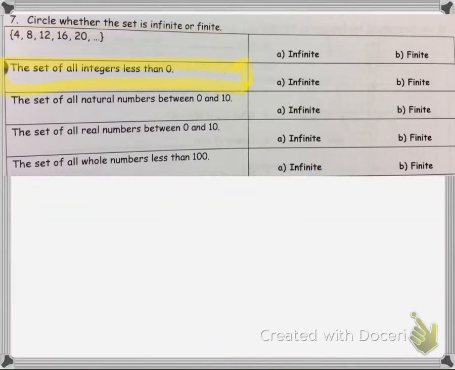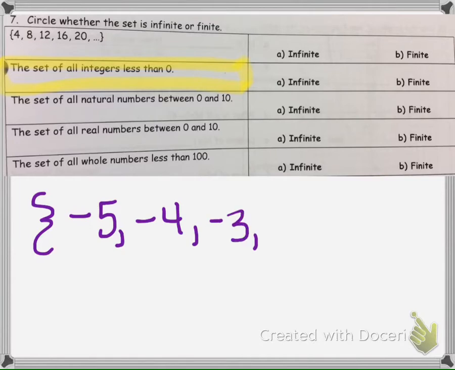Alright, here we have the set of all integers less than 0. So integers less than 0 would look like this. So they're all the natural numbers, so the counting numbers, but because it says less than 0, it's in integers, it means it's the negative of the counting numbers. So these are what integers less than 0 look like.